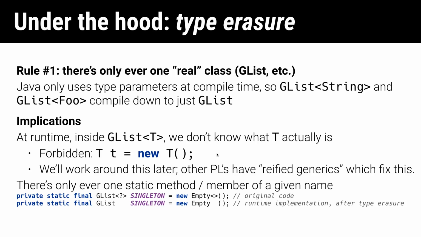But that's why we can get away with having one singleton, because we know that there is really only one class, and there's only really one singleton, because of this interesting type erasure property.